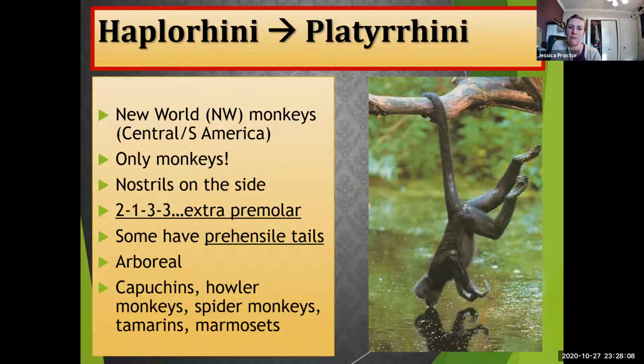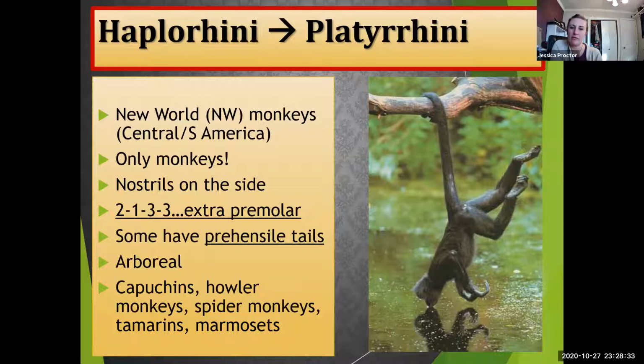The Platyrrhines are more commonly known as the New World monkeys because they are found in the New World. There are no primates found naturally in North America, except humans, of course. But the New World is essentially the Americas, North America and South America. We do find primates naturally in both Central and South America. That's why we call them New World monkeys, because they're located in the New World.